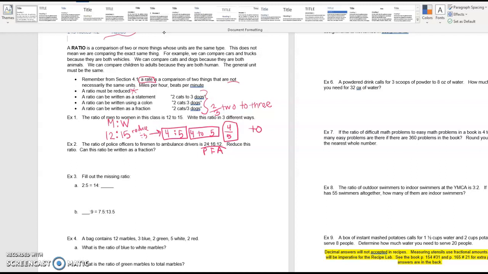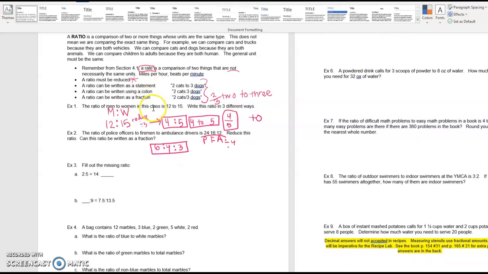Reduce this ratio. Okay, again, all of these can be reduced by 4. So if I reduce it, 24 divided by 4 is 6, 16 divided by 4 is 4, and 12 divided by 4 is 3. Make sure you keep the same order of the digits. You're just reducing.